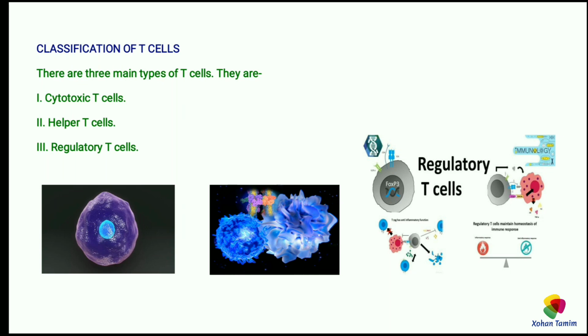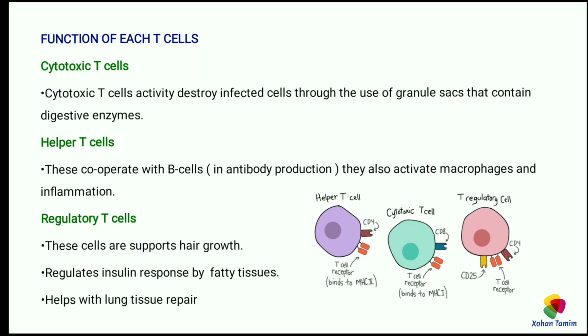There are three main types of T-cells. They are cytotoxic T-cell, helper T-cell, regulatory T-cells. Here are the pictures of cytotoxic T-cell, helper T-cell in the middle, and last are regulatory T-cells. Functions of each T-cell. Cytotoxic T-cells.